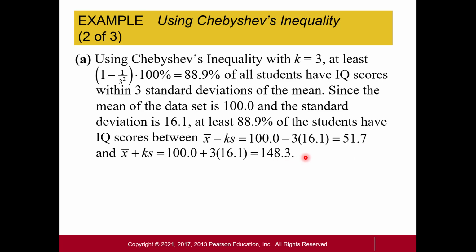Now, if you remember, when we used the empirical rule, we had gotten that 99.7% of the students had scores in between these two. But this is a conservative estimate. It's saying at least, so it's this number or more, 88.9.